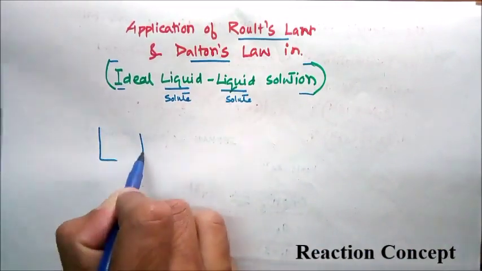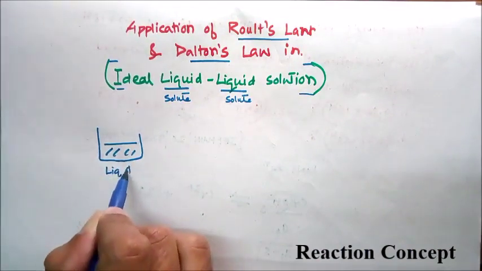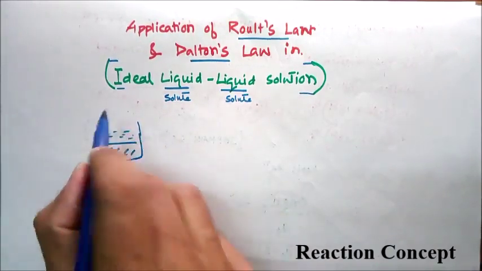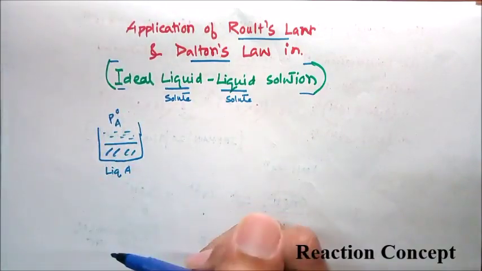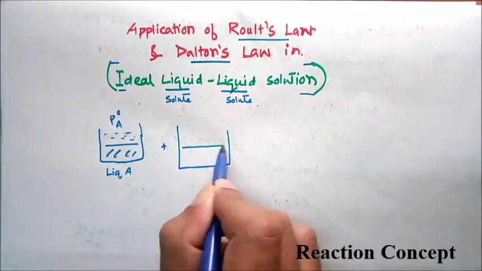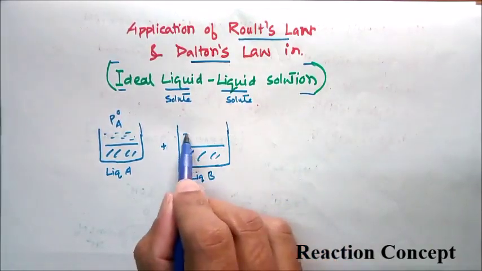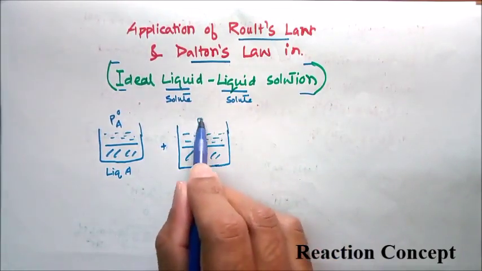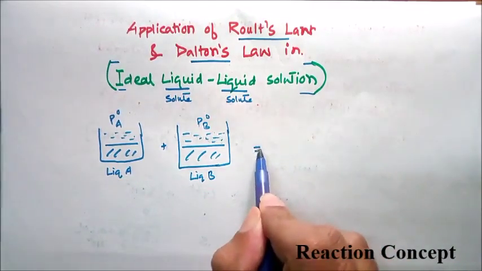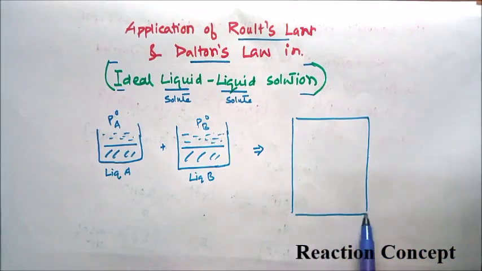Suppose you have a pure liquid A. Since it is pure, in this case there will be a vapor pressure of this pure liquid. Suppose this is denoted by PA0. Again you have a pure liquid B. In this case the vapor pressure exerted by this pure liquid is PB0. When we mix these two pure liquids, we will get a mixture of A and B.